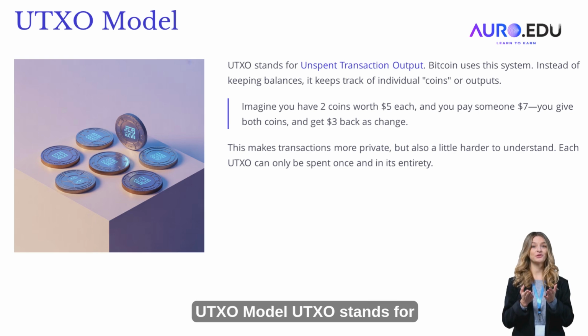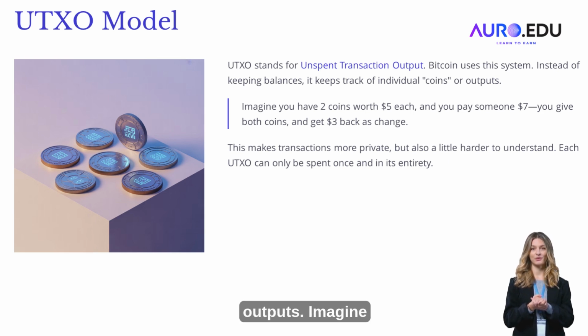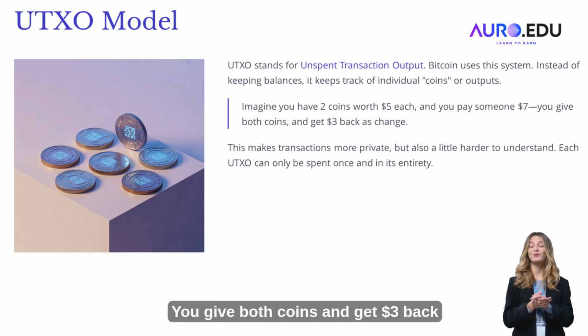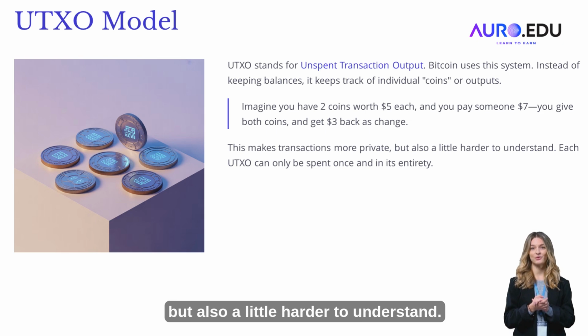UTXO model. UTXO stands for Unspent Transaction Output. Bitcoin uses this system. Instead of keeping balances, it keeps track of individual coins or outputs. Imagine you have 2 coins worth $5 each, and you pay someone $7. You give both coins and get $3 back as change. This makes transactions more private, but also a little harder to understand.